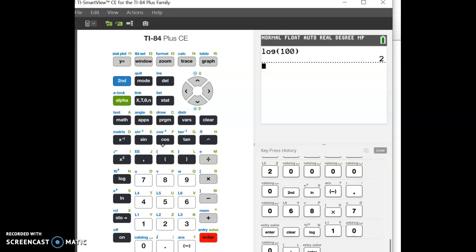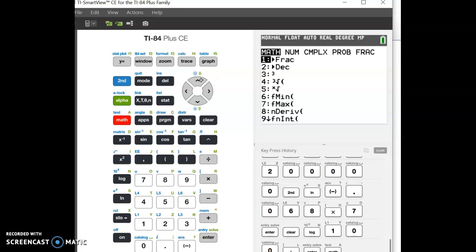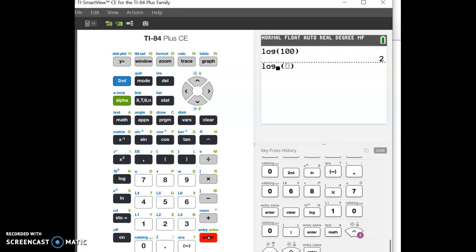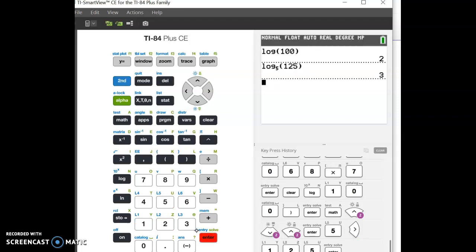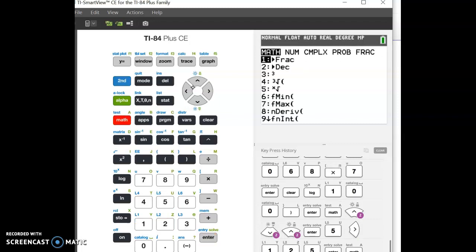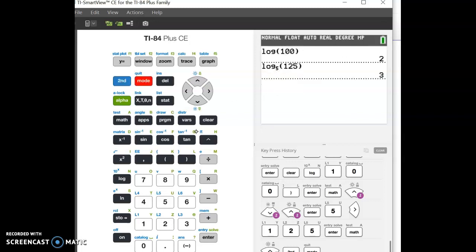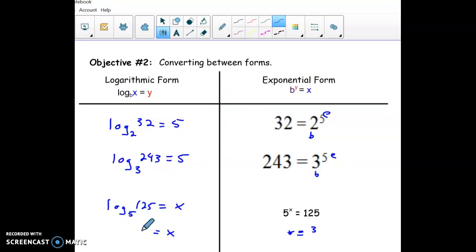And if you need to do a non-base 10, I forget how to find this, but let's see if we can find it in math. Yeah, there it is. From math, I scrolled up, and there's this log base thing. I'm going to hit that and then type the base first. Our base was 5, and then our value was 125. And that should get us our exponent of 3. So again, that's under math and log base right there. It can get you a non-base 10. But if you have just a regular base 10, you can just use the log button right on the side of the calculator. So this came out to be 3.